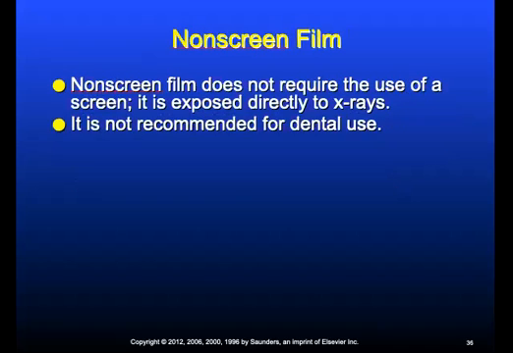Non-screen film does not require the use of a screen, and it is exposed directly to X-rays. These are not recommended for dental use, and we will not be using any non-screen films. The emulsion is sensitive to direct X-ray exposure rather than to fluorescent light. So this type of film does require more exposure time than a screen film, and this is why it's not recommended for use in dental radiography.